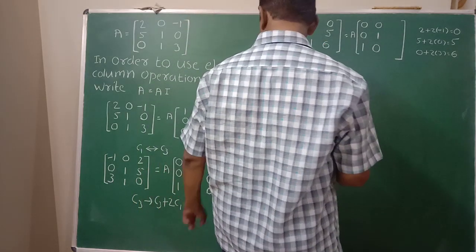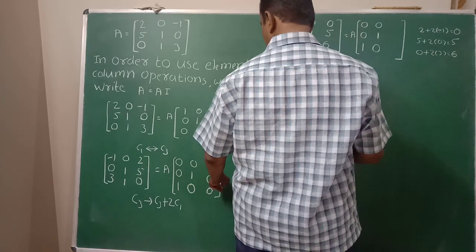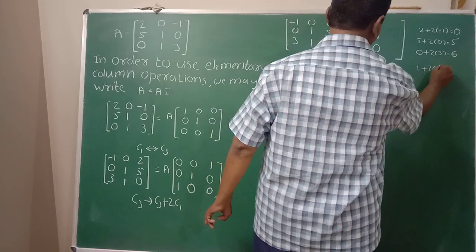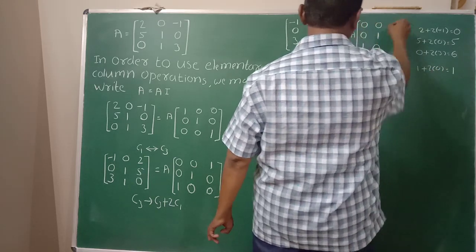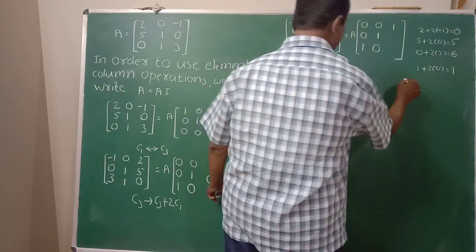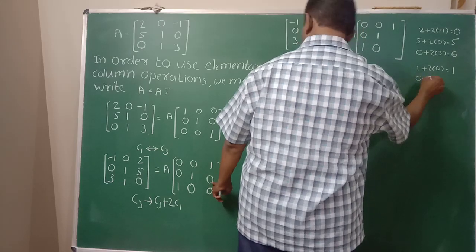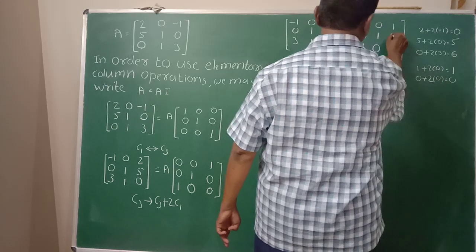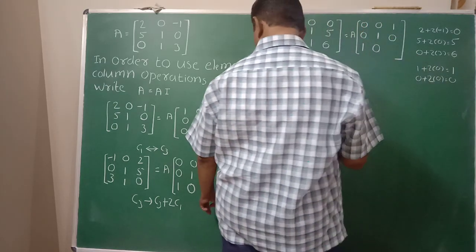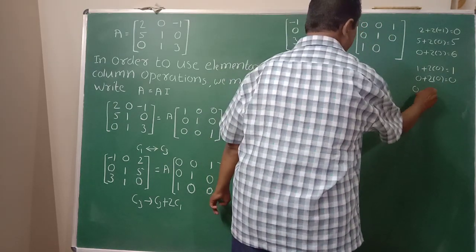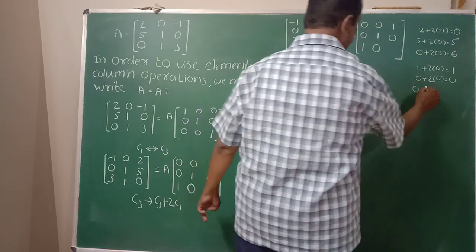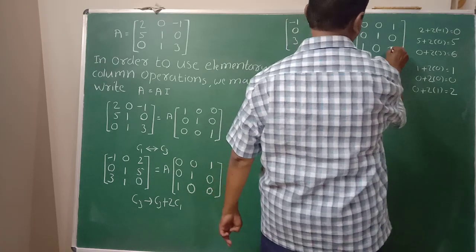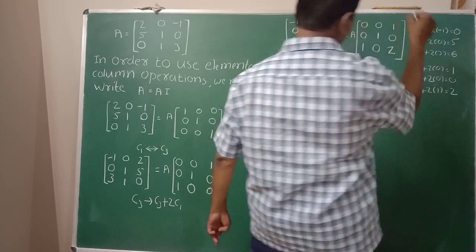Even the right side also. So 1 plus 2 into 0. 1 plus 2 into 0 gives 1 here. So right here 1. Then 0 plus 2 into this 0 here. Okay, is equal to 0. So right here 0. Then 0 plus 2 into 1. 2 into 1 is equal to 2 here. So right here 2. Okay.